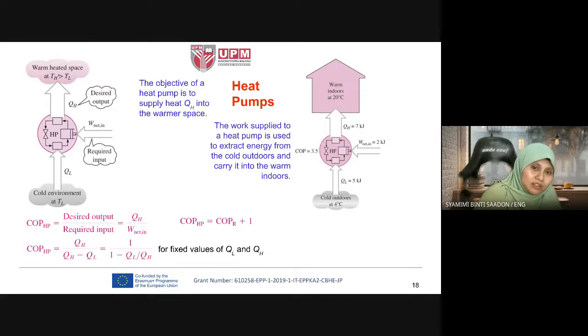And the higher temperature reservoir will be our house, the indoor, warm heated space, supposedly higher than the outside ambient environment. So the objective of a heat pump is to supply heat to the indoor, to the warmer space. That is the objective of a heat pump.